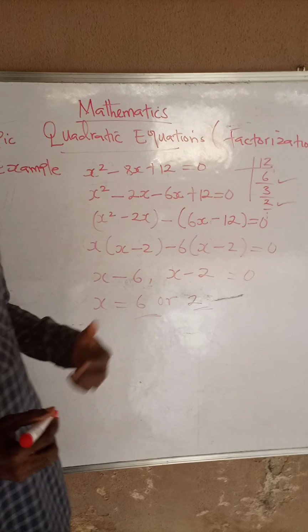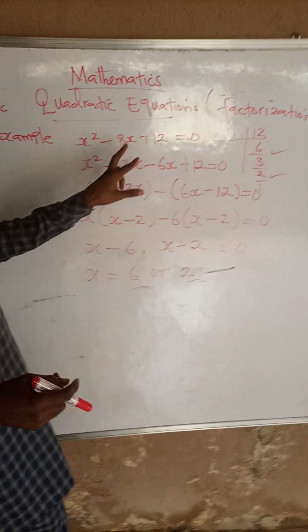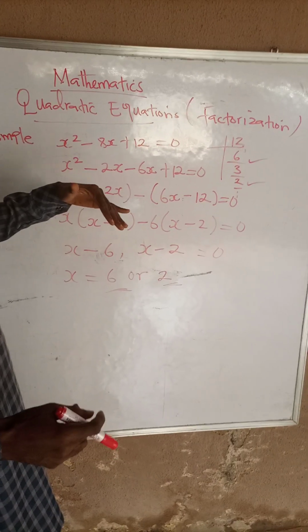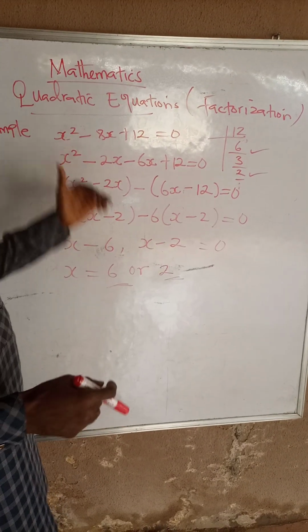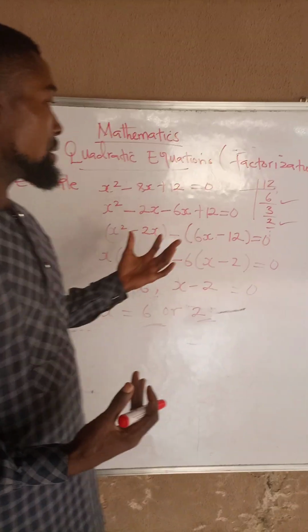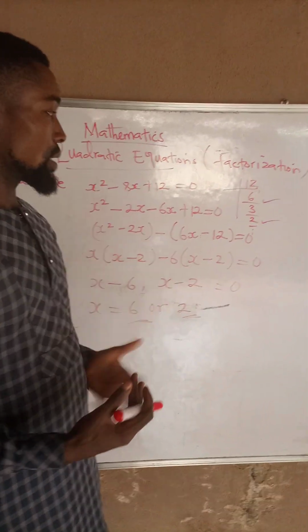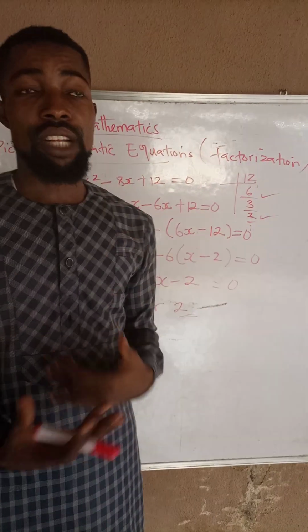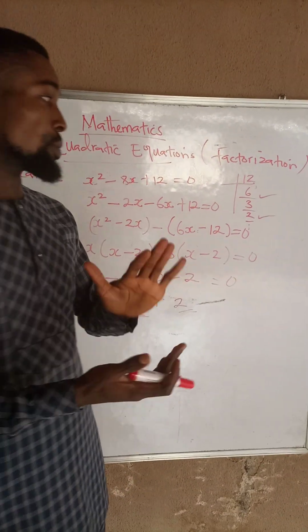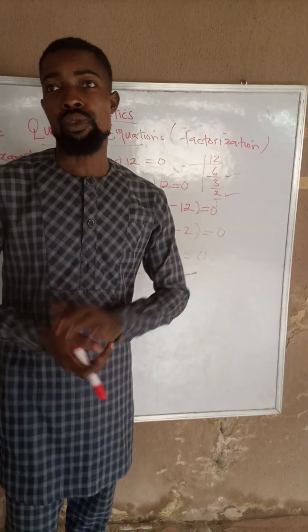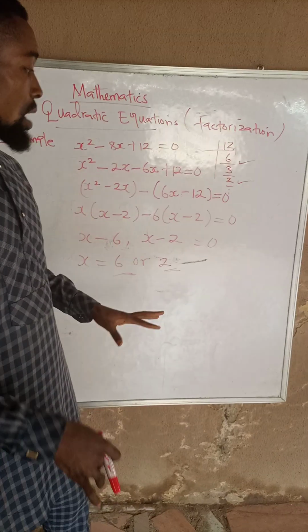It is the easiest method you can use, because right from here, I can already tell you that our answer is either 2 or 6, or 6 or 2, using this particular method. Except you are asked to use another method, it's better to use the factorization method because, number one, it is very easy. Number two, it doesn't take time for you to arrive at the final destination.